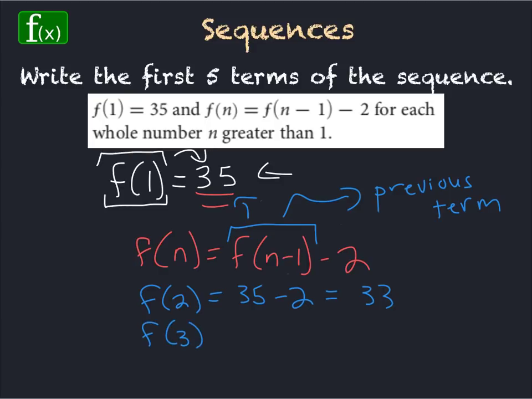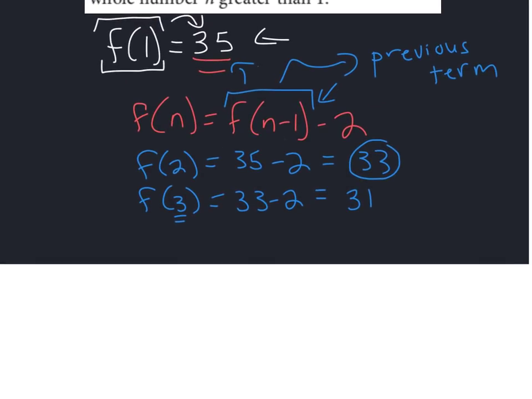Well, remember, our sequence here is previous term minus 2. So it's f of n minus 1. We're looking for f of 3. So n minus 1 would be 2. So what was our term at f of 2? 33. So it would be 33 minus 2, which is 31. Right? So f of 4, and I think they asked you for 4 terms.